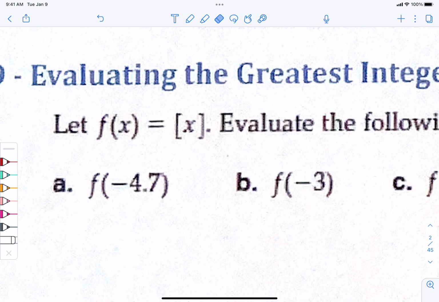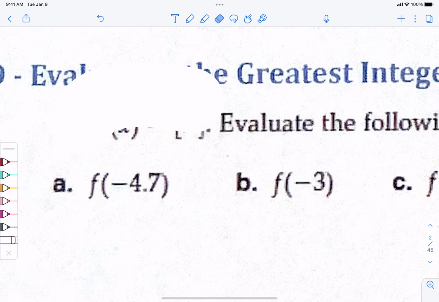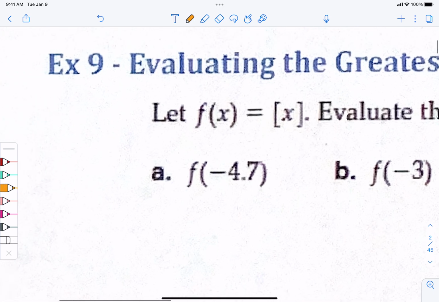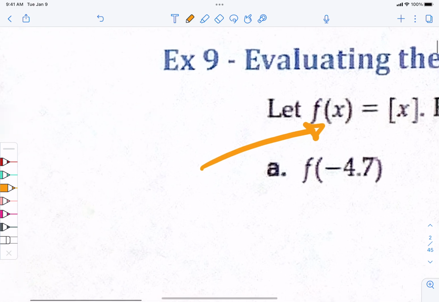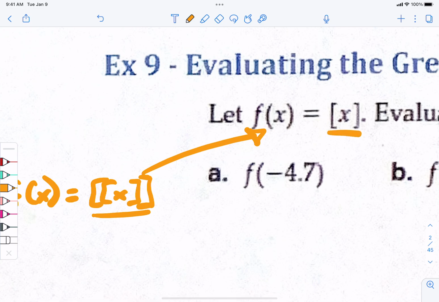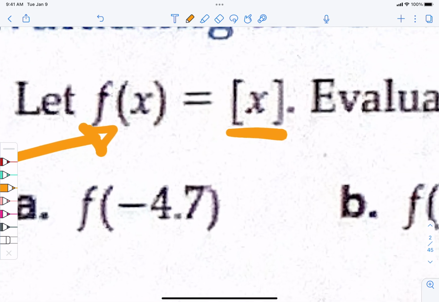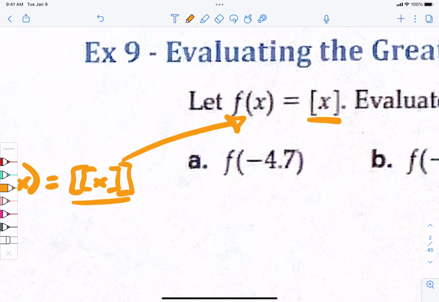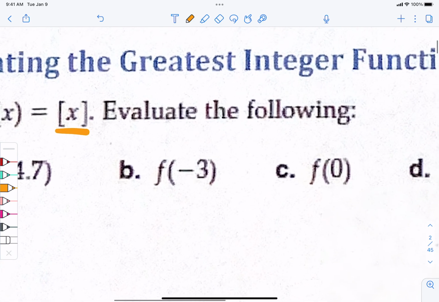Okay, now, do you remember the way that the calc book notes it? They don't use the same notation like this. The way that they do it in the calc book is f of x equals, they do a double bracket x. Do you remember that? Yeah. Okay, so if you see this, or if you see just the bracket around the x, make sure that you know that's not absolute value, it's a bracket, right? Okay, that means the greatest integer function.